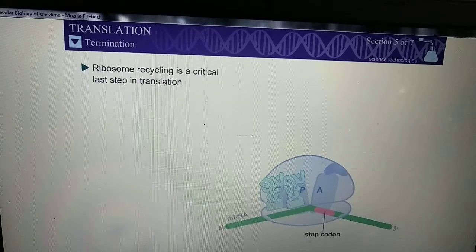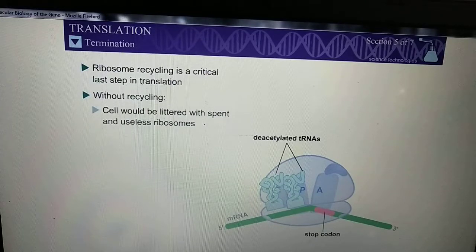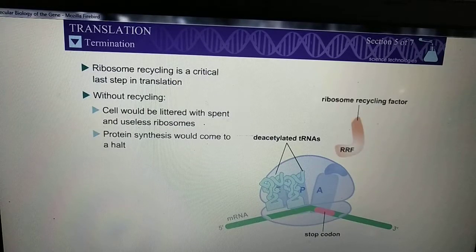At this point, the ribosome still contains two deacylated tRNAs and is also still bound to the mRNA. The process of cleaning out the ribosome and separating the subunits is called ribosome recycling. Although not as well understood in eukaryotes, in prokaryotes this process involves a ribosome recycling factor plus initiation factor IF3 and elongation factor EFG.